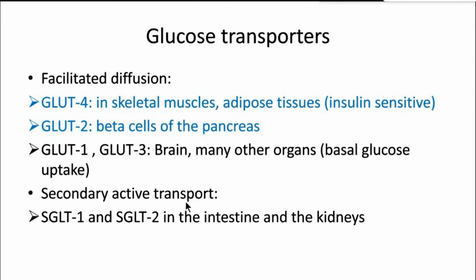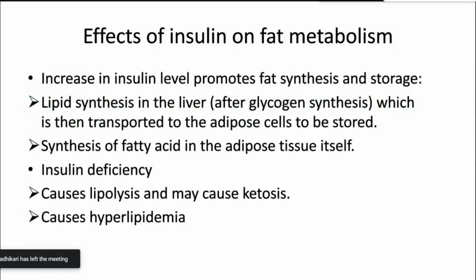And secondary active transport is not concerned with insulin here. Just for your information, regarding glucose transport in the intestine and kidneys, on the luminal side these transporters are there. And on the basolateral membrane, again there are other types of transporters: GLUTs are facilitated, SGLTs are secondary active, sodium glucose transporters. Okay, now effects on fat metabolism. Do you have any questions till now?